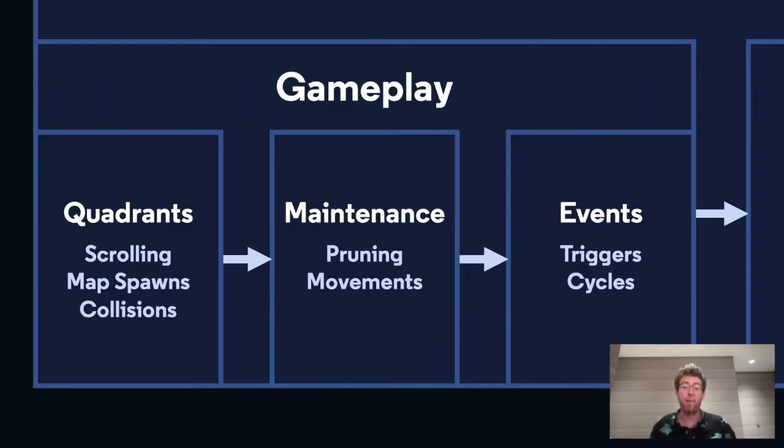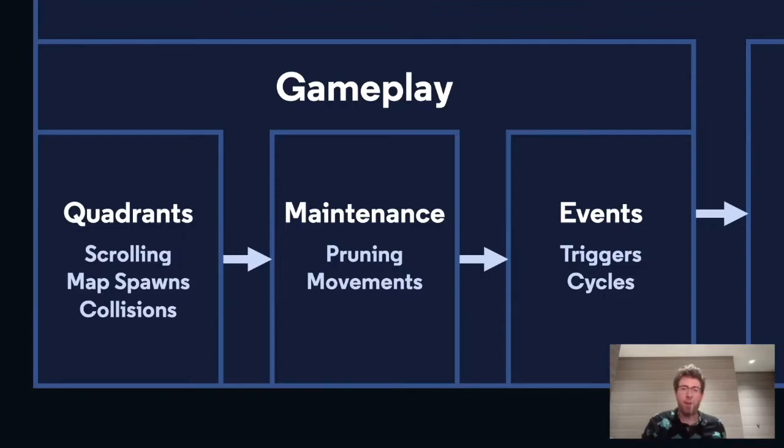In the second gameplay phase, we had maintenance, pruning any objects that had fallen too far out of the view box, and regular movements, such as enemies jumping, the player walking, and so on. Lastly, we had one-off events, such as single jumps or fires of lava from an enemy, and cycles, such as characters switching between the normal and the alternate version of a walking sprite.